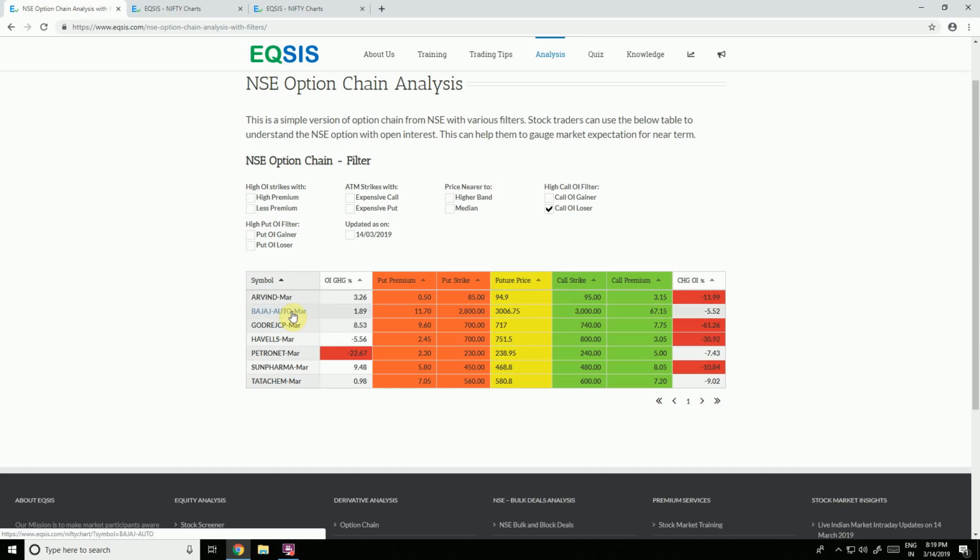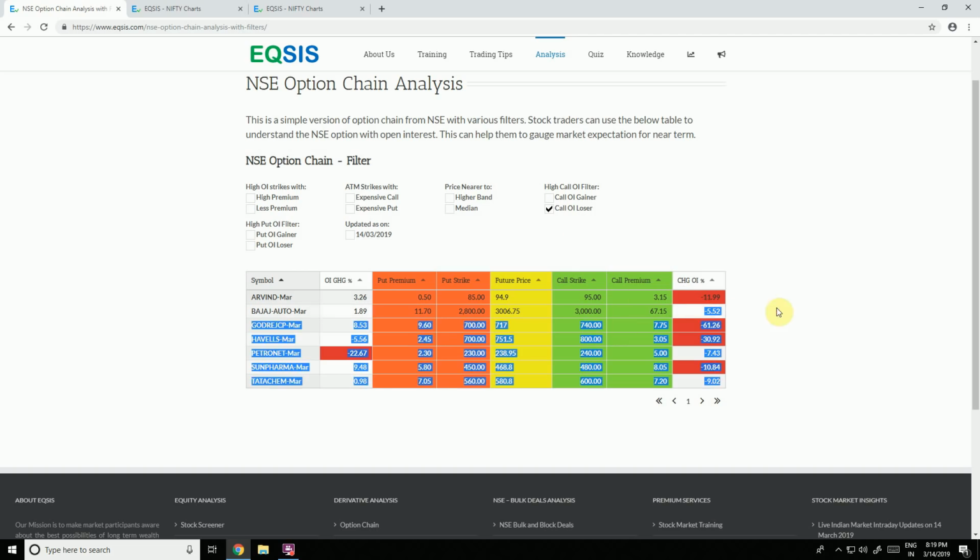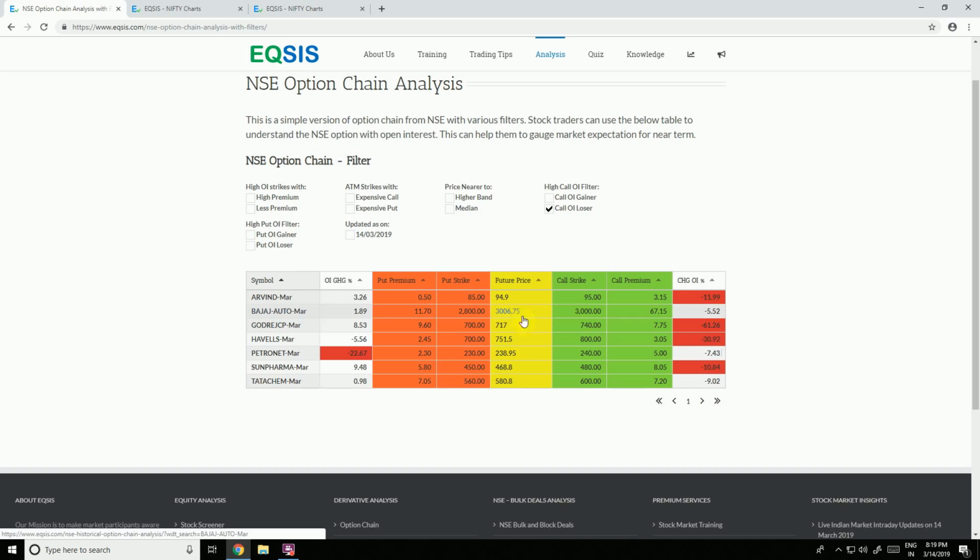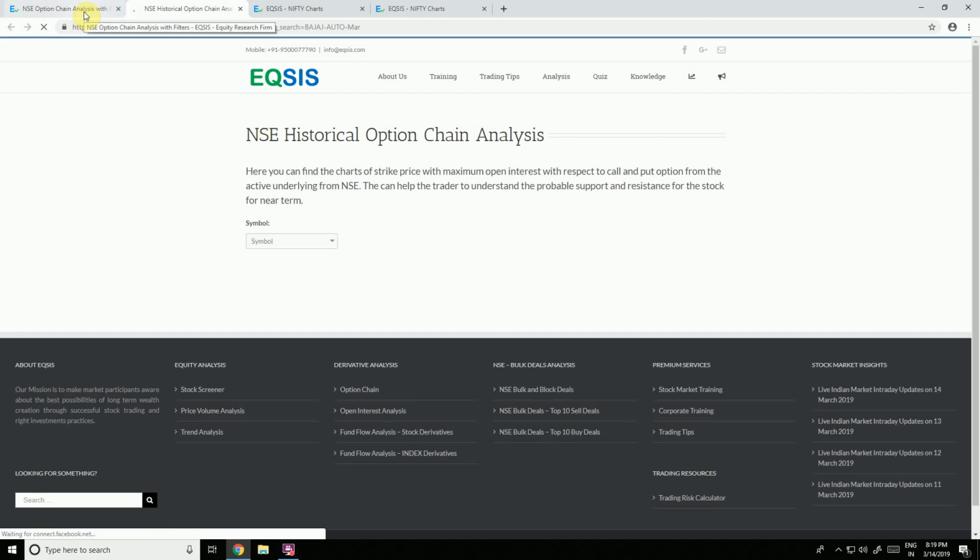Look at the Bajaj Auto, where you see the call option open interest is down. It is one among the losers in call options, which is 3,000, the strike price where a lot of people created positions, which includes long as well as short. But now the price is slightly above. So those who have created a short position may be in panic mode, but they are not ready to exit the position. Let me click on this, to find the historical one.